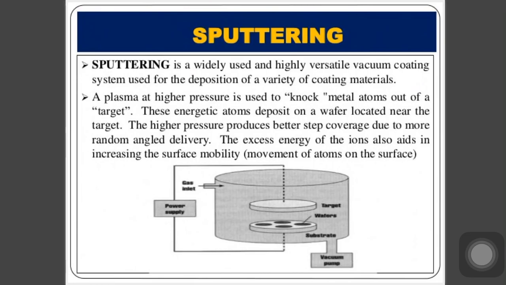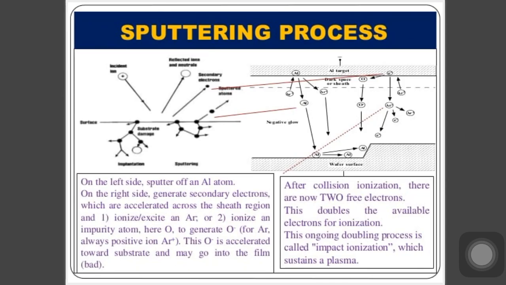So this is the basic process of sputtering, which is used for the vacuum coating system, or we can use it for a variety of coating materials during this sputtering process. Here you can see a schematic illustration in the first slide, and this is the kind of process that goes on during sputtering. You can observe this in the schematic illustration.